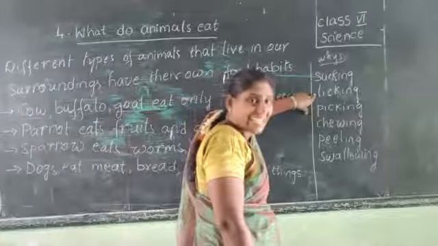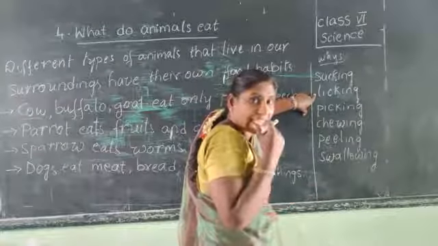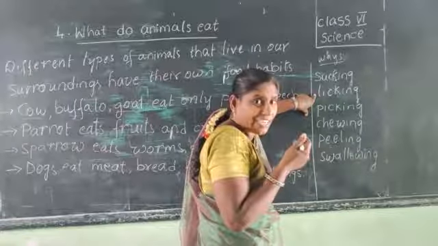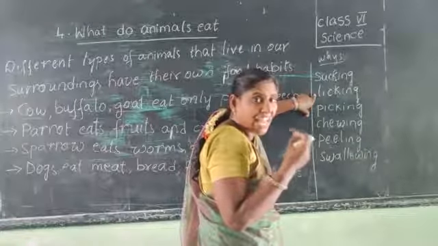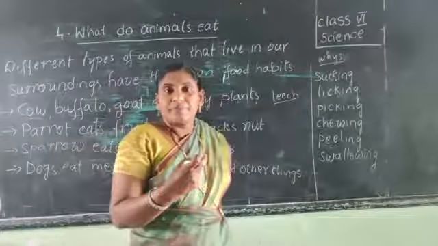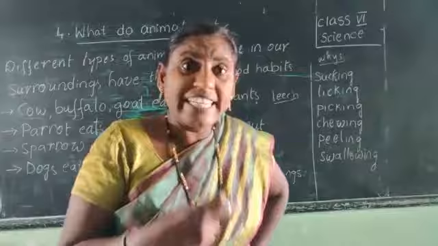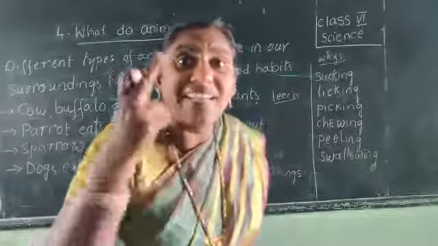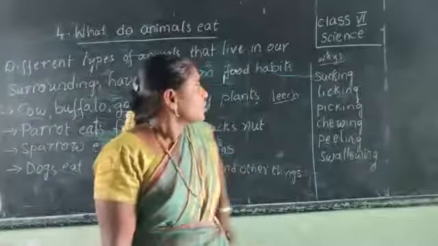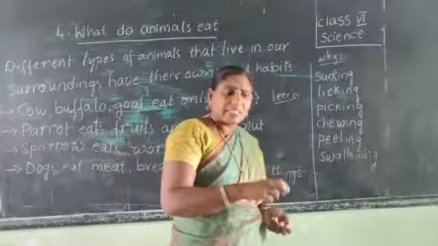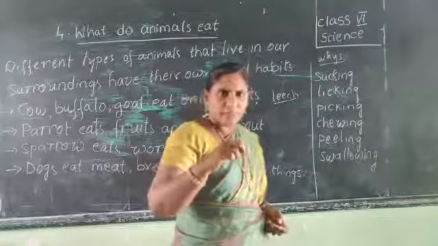And next one, licking. The dog licks. That means the dog is drinking the milk with the help of its tongue. It is using its tongue. That is called licking. Okay. So, sucking, licking, picking.